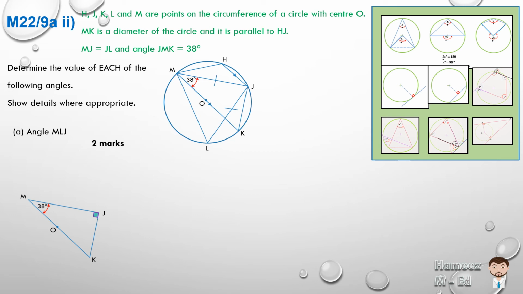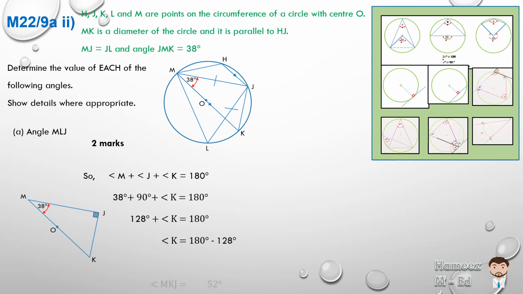So if we know 2 of those angles, we can find the third angle. Let's say the angle at M plus J plus the angle at K is equal to 180 degrees. And if we substitute, 38 degrees plus 90 degrees plus angle at K is equal to 180 degrees. 128 degrees plus angle at K is equal to 180 degrees. So if we want to find angle K, let's carry it across. So we get 180 degrees minus 128. So the angle at K, which is properly known as angle MKJ, is equal to 52 degrees.